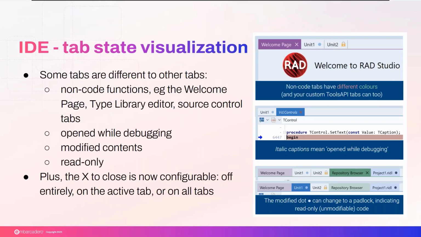Also, there have been a few IDE improvements. Now we have this tab state visualization, so you can see through different colors the type of unit or window that you have opened. For example, the ones that are non-code windows, like the welcome page or the deployment page, are in different colors. And also, you can keep them open while debugging, and you can see which one has modified content, and one of my favorite ones, which is which units are in read-only mode. So you can see that little lock we see here in the screenshot.